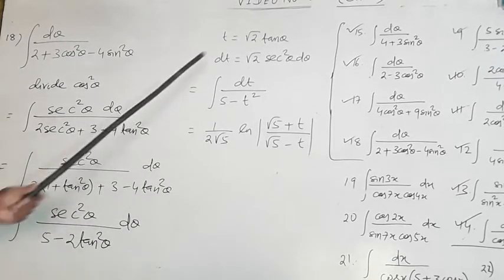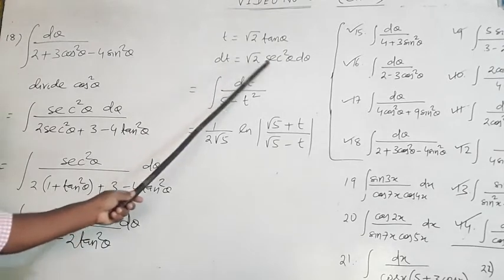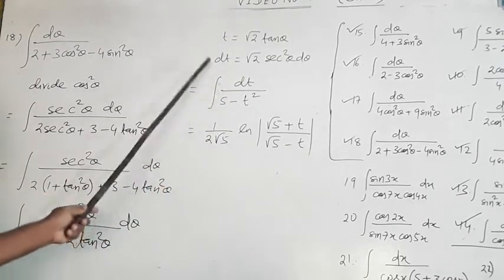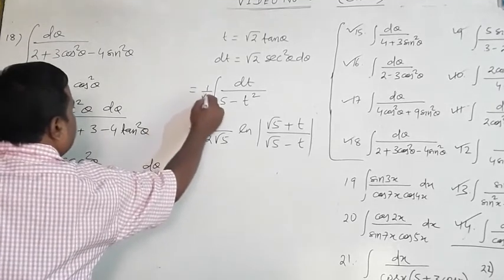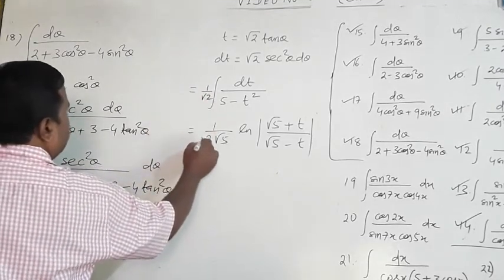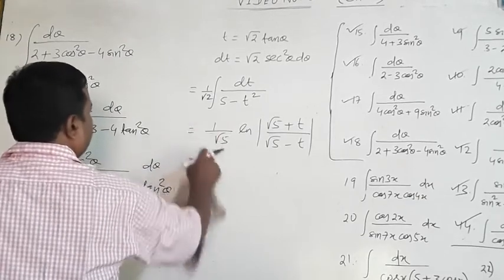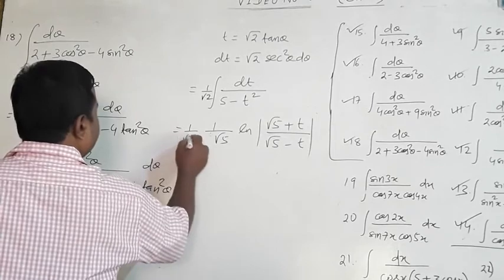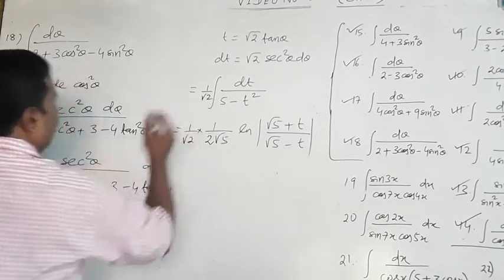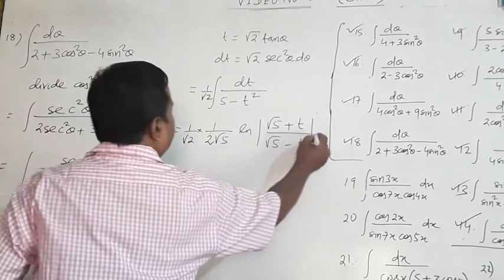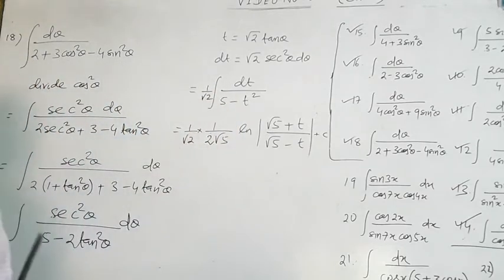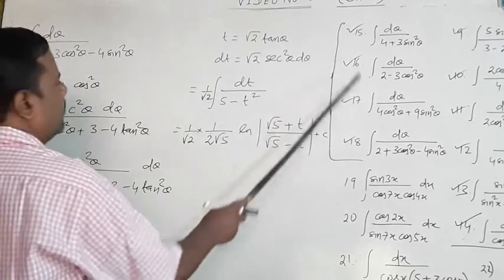So put t equal to root 2 tan theta, then dt is root 2 sec square theta d theta. So sec square theta d theta becomes 1 by root 2 dt. Then it is the formula of 1 by 2a ln of root 5 plus t by root 5 minus t, plus c, because it is the formula of dx by a square minus x square: 1 by 2a ln a plus x by a minus x. You can do these two problems by yourself.